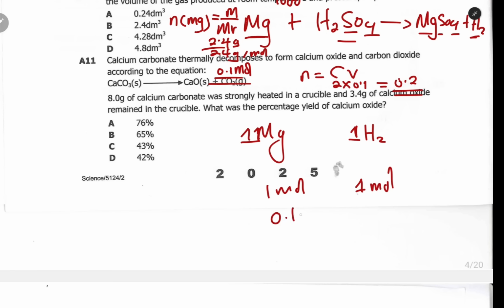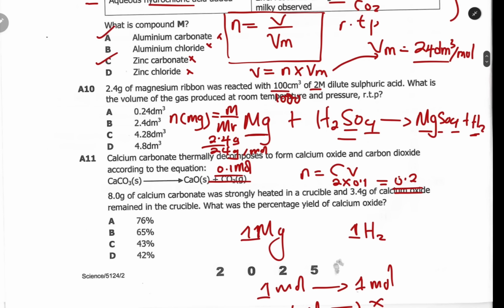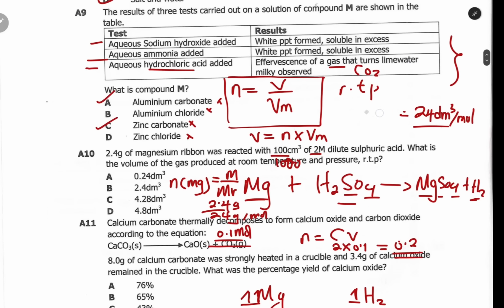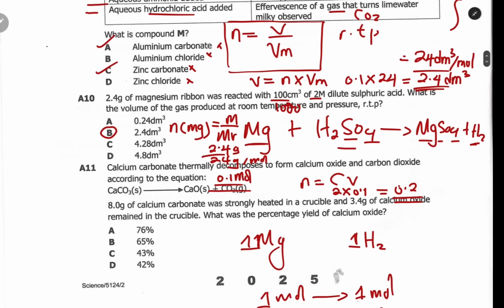What about 0.1 moles of magnesium? What would be the moles of hydrogen? This is a 1-to-1 ratio, so the number of moles of magnesium is equal to the number of moles of hydrogen. Therefore, the number of moles of hydrogen gas is 0.1. We need this to find the volume. We say 0.1 multiplied by 24, and this gives us 2.4 decimeters cubed. So the answer here is B.